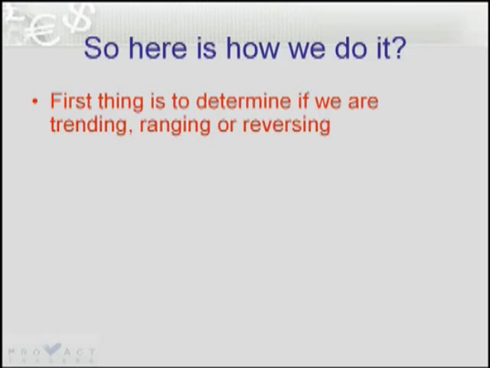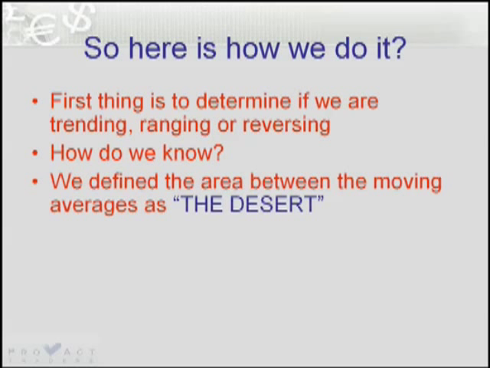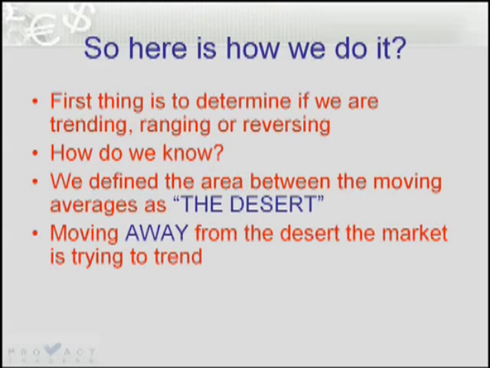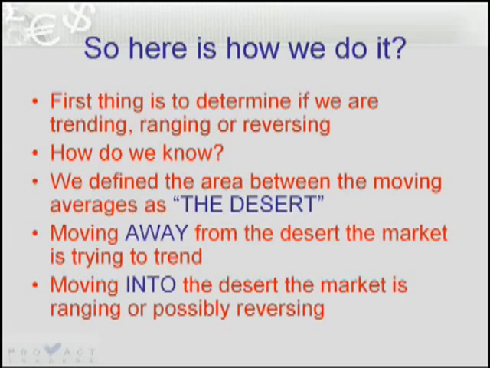So here's how we do it. First thing, we have to determine if we are trending, ranging, or are we reversing. Now, how do we know? We define the area between the moving averages on our charts as the desert. We have very special moving averages. They don't correlate to standard moving averages on purpose. Now, if you're moving away from the desert, the market is trying to trend. If you're moving into the desert, the market is either ranging or possibly reversing.